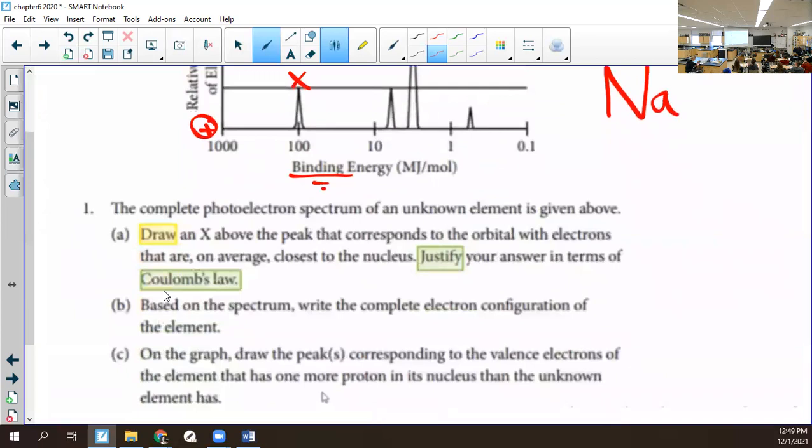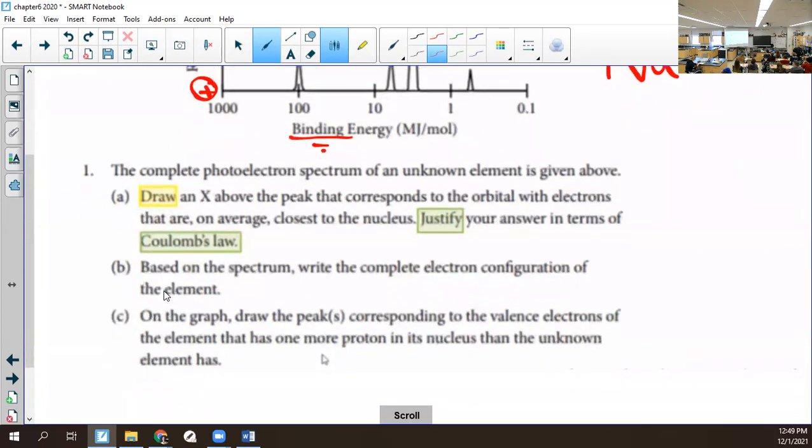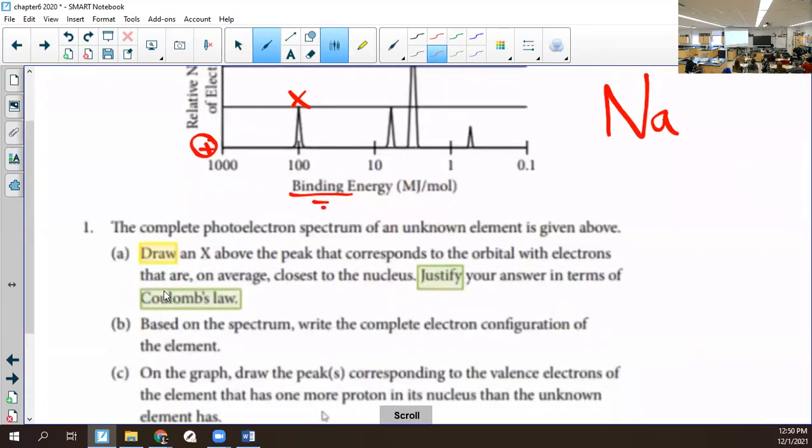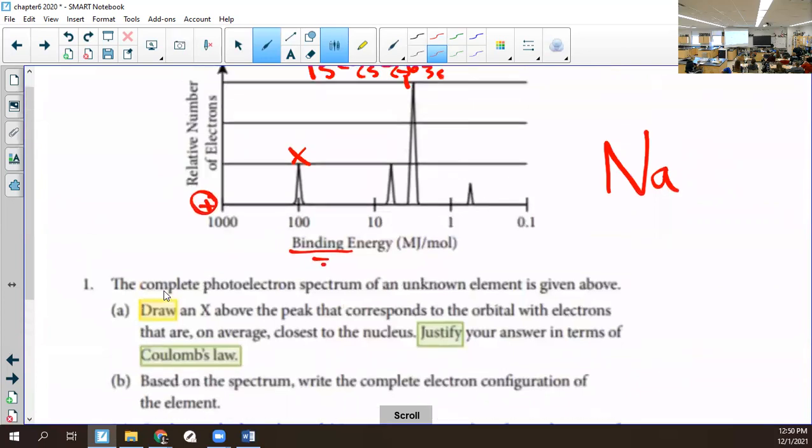On the graph, draw the peak corresponding to the valence electrons of the element that has 1 more proton. And I got this wrong the other day, right? I forgot a part. We did this together, and I'm like, oh yeah, I forgot that part. All right, so we should have, here, right? It should be 1 more, but it would be shifted a little bit that way, because instead of 11 protons, the one with 1 more proton would have 12, which would pull this a slight bit more.